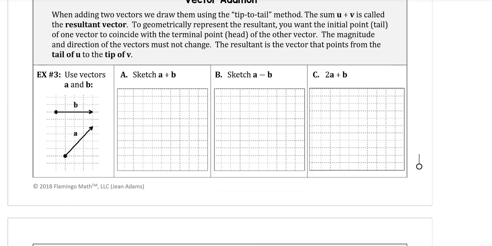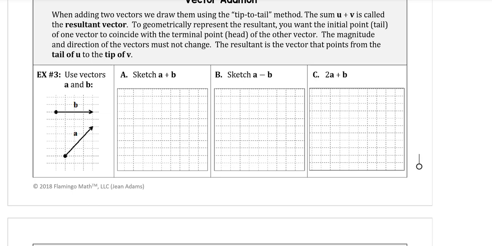Okay, vector addition. When adding two vectors, we draw them using the tip-to-tail method, which I was talking about. The sum of u plus v is called the resultant vector. To geometrically represent the resultant, you want the initial point, the tail, of one vector to coincide with the terminal point, the head, of the other vector. The magnitude and direction of the vectors must not change. The resultant vector is the vector that points from the tail of u to the tip of v. So it's like going the long route around a canyon, but someone else decides to go straight through it. So I'll demonstrate that here.